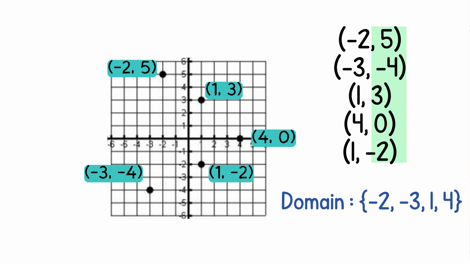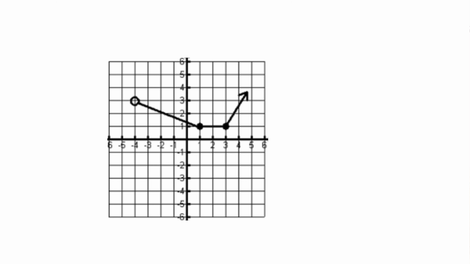Now let's look at the range. So this is the set of all y values. So in this example, our range is 5, -4, 3, 0, and -2. If we have a graph like this one, where they're not separate points, but points that are connected, we could still find the domain and range by looking at the x and y values that are included. So let's start by looking at the domain with the x values.